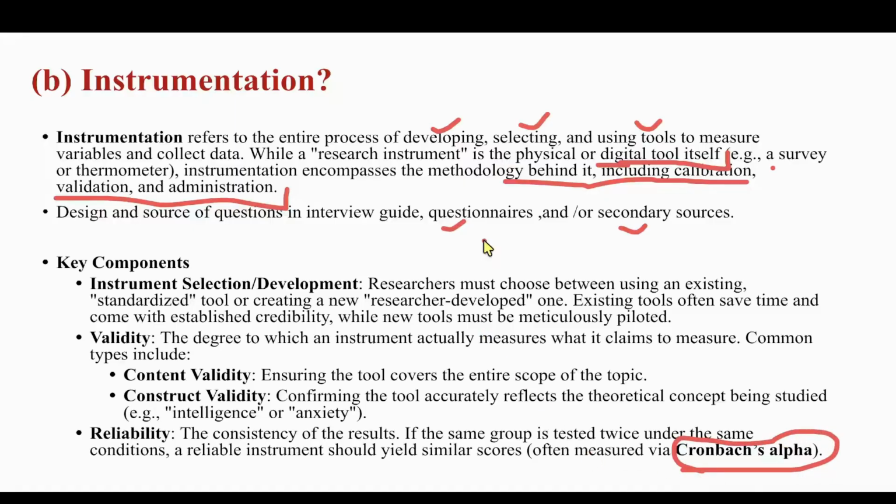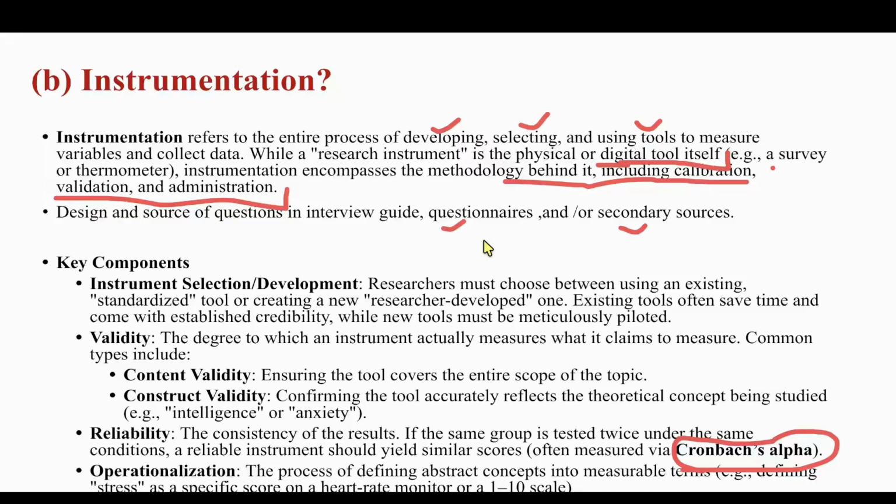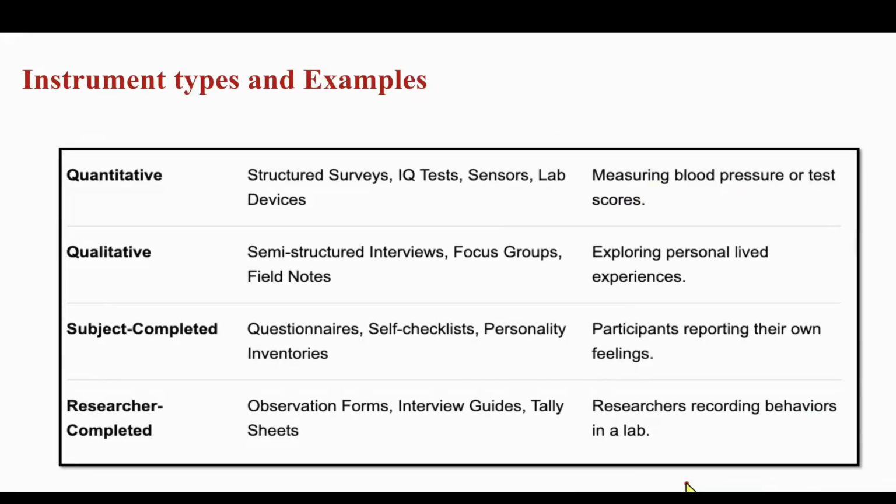So whatever we are doing in our research article, we have to indicate what instrument we have used, how we have collected the data, if it is a survey, how we have floated it, if it is primary data, we have to indicate the entire process, if it is secondary data, we have to cite the sources and how it is connected to the construct which we are measuring, and how it is connected to the research objectives. Then the last comes the operationalization, the process of defining the abstract concept into measurable terms. So of course we have to connect it to our research objective which we have just indicated.